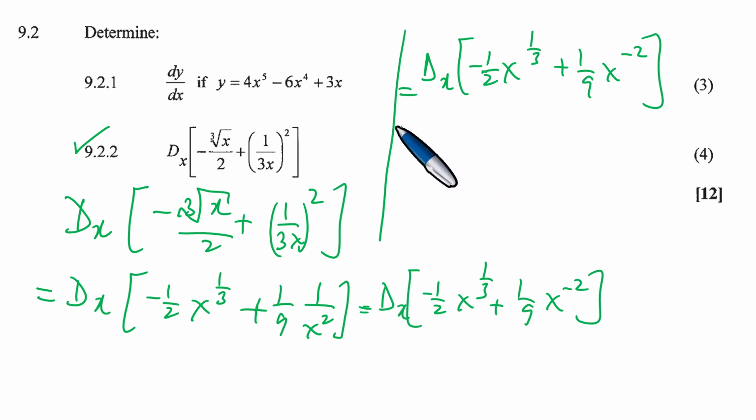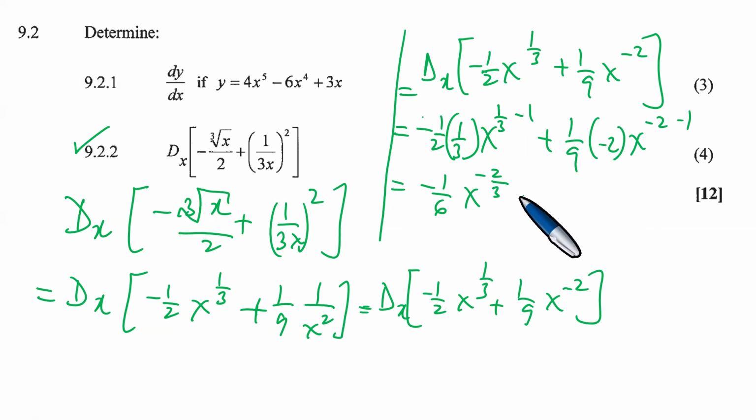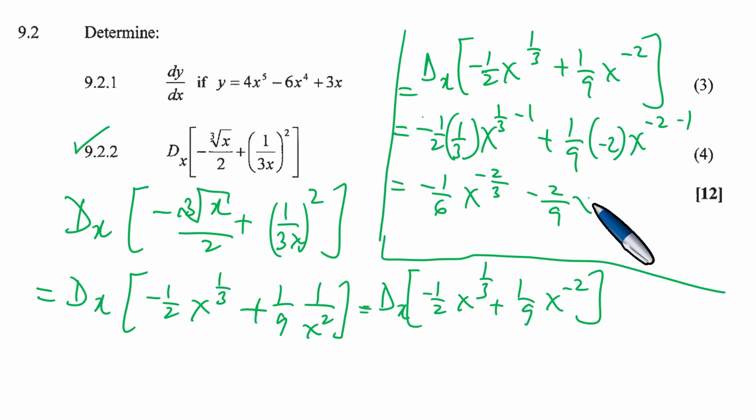We bring down the power and we drop the powers. Let's see. Here we have minus 1/2. We drop the 1/3 x. We subtract 1 from the top. 1/9. We drop minus 2 and we subtract 1 from the top. Okay, so 1/2 times 1/3 becomes 1 out of 6. Actually, what is 1/3 minus 1? Minus 2/3. Okay, now here we have 1/9 times minus 2 getting minus 2 out of 9. Right, and we have x to the minus 3, like so.